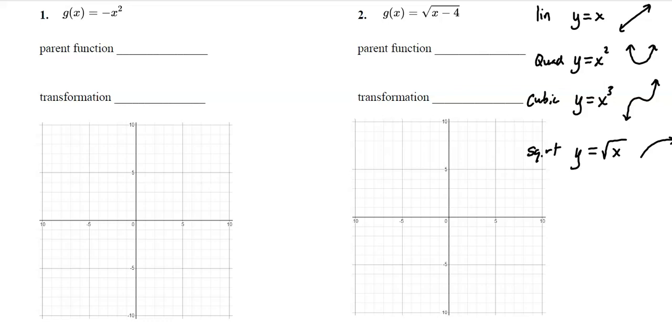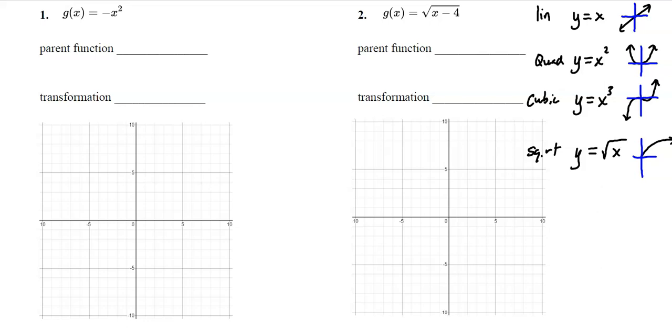And one thing that you want to understand with these is that they all go through the origin. So every single one of these, the vertex of my quadratic there is at the origin. This one crosses right through there. This one crosses right through there. So they're all centered at the origin.